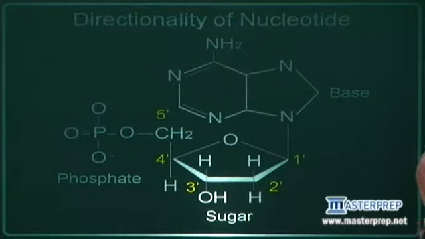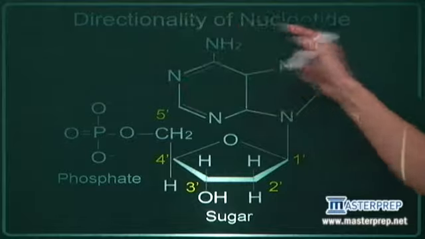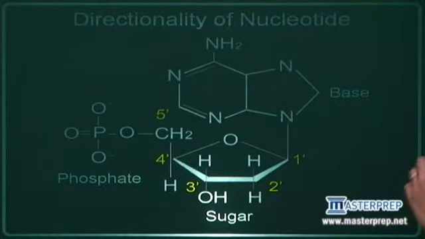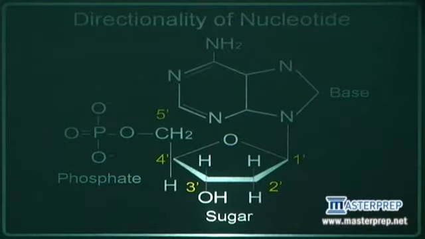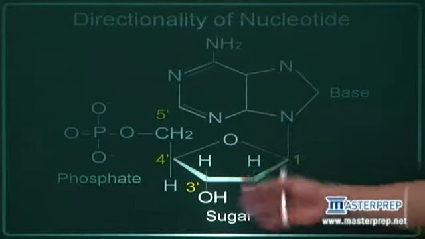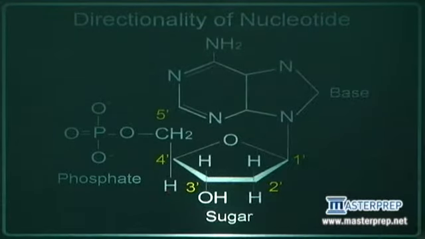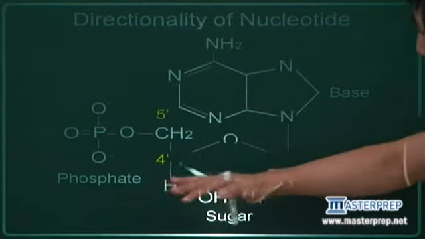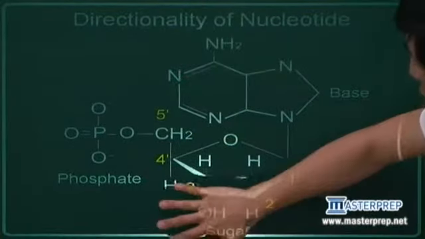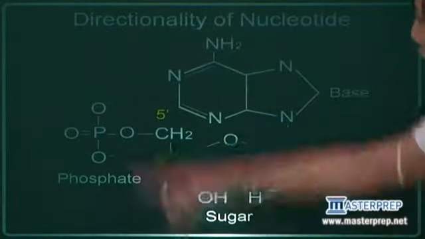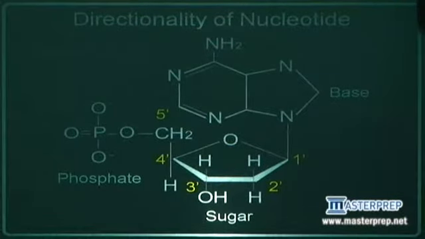Okay, so before we get to the DNA replication process, we've got to talk about the directionality of the nucleotide first. If you look at one nucleotide here, you have a base, sugar, and phosphate, and obviously you can find which one is top and which one is bottom. If you say this one is top, this one has to be bottom, right? So you can definitely distinguish this part from this part. That means your nucleotide has directionality.